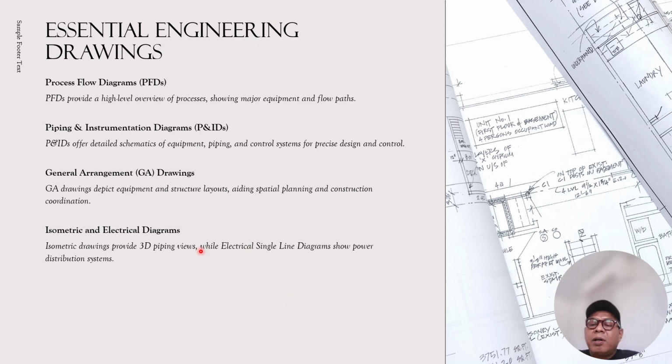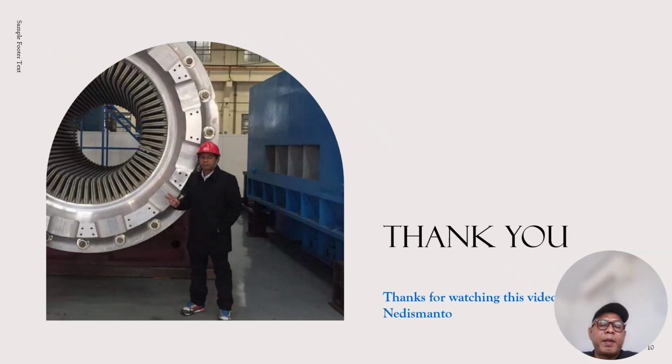Then there are foundation, support, and building layouts, the instrument loop diagram with detailed wiring, and the signal flow diagram for the control system. These drawing types are integral to the successful execution of the EPC project. They ensure that all stakeholders have a clear understanding of the design and construction requirements. That's all from me. Thank you very much.